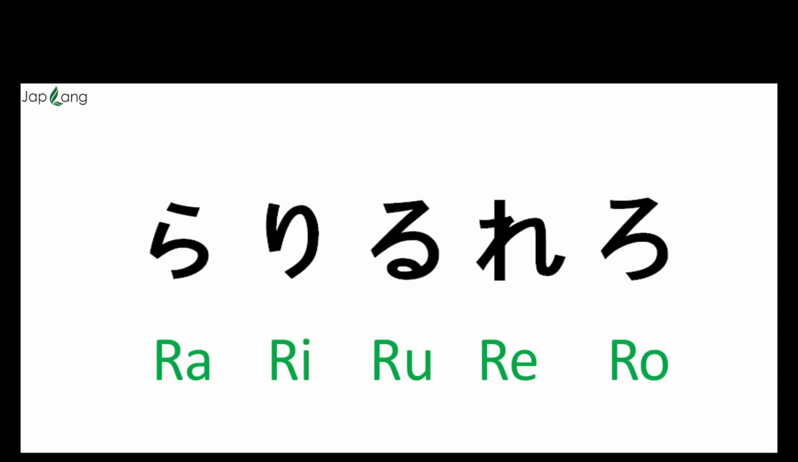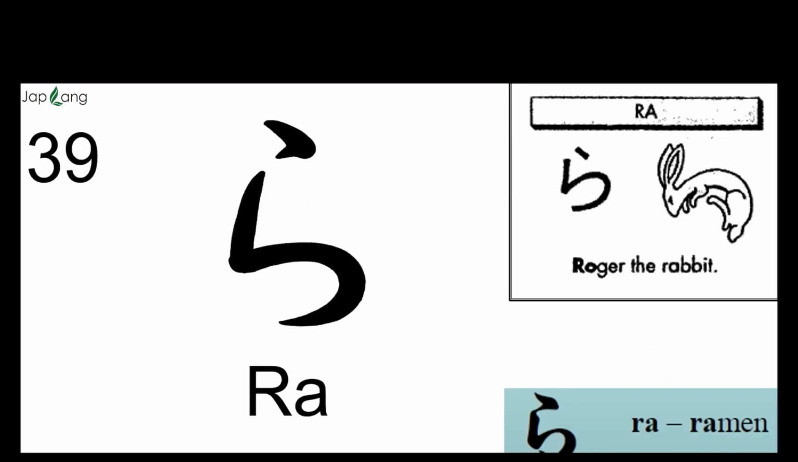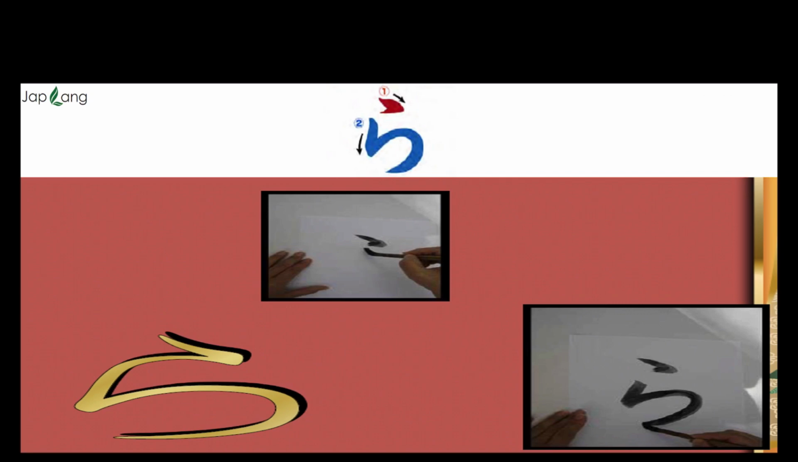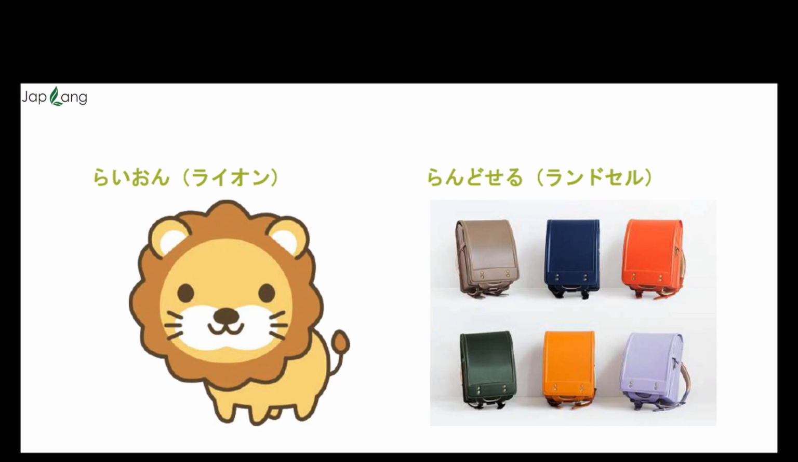Alright. So we learn the next 5 characters, that is ra, ri, ru, re, ro. Ra, ri, ru, re, ro. Alright. We'll try to remember all those things and also practice whatever we have learned so far. So ra is ramen, 2-stroke order. Raion is lion, and randoseru.